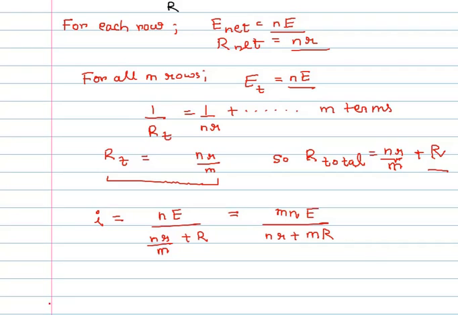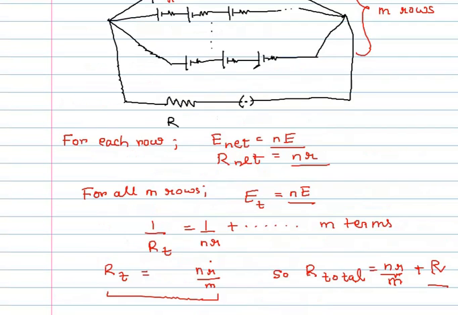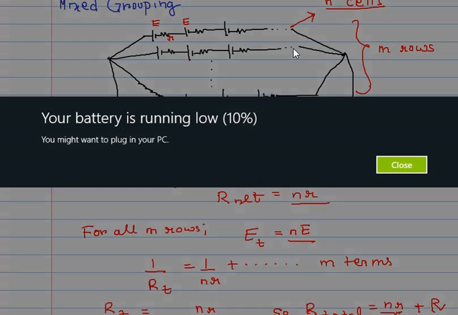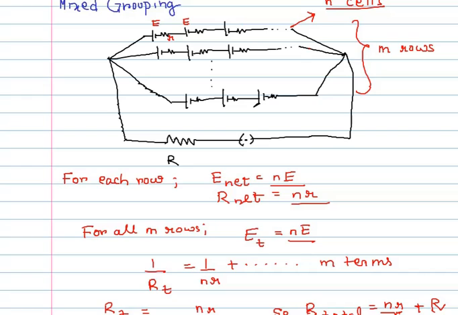And you will see there will be a condition given in the book that current I is maximum when the external resistance in the circuit is equal to n into r by m. That is to say, when this is equal to this, that is when the current becomes maximum. So this is mixed grouping, where we will have cells in series, and many such series will be connected in parallel. That is mixed grouping.